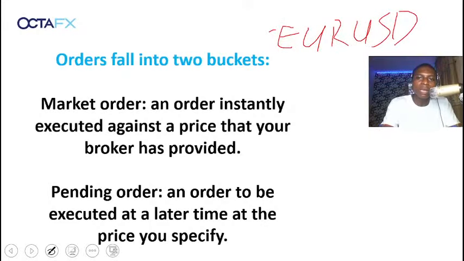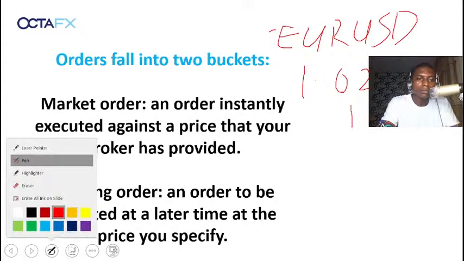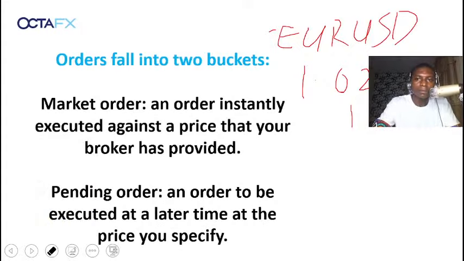Now Euro USD is trading at 1.025, right? I'm creating that assumption. Euro USD is trading at 1.025 now, and you believe that Euro USD would move up, or probably that the price will fall, and you are only interested in buying at, let me erase this.